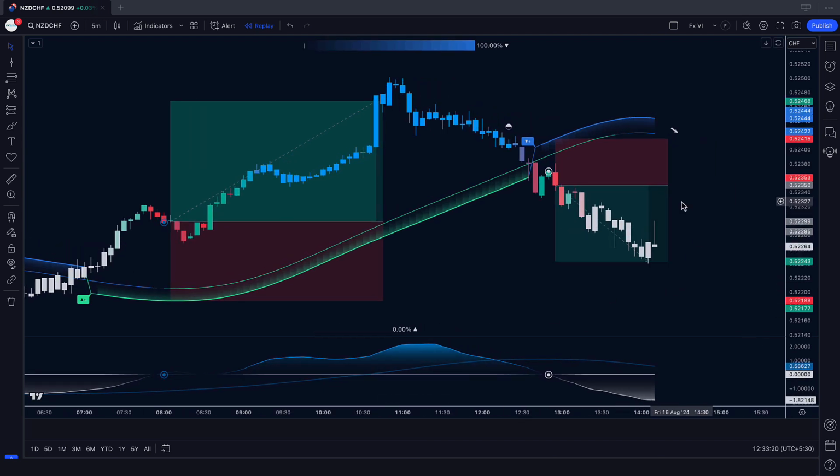The market has completely hit the target. Now we will find other trades.